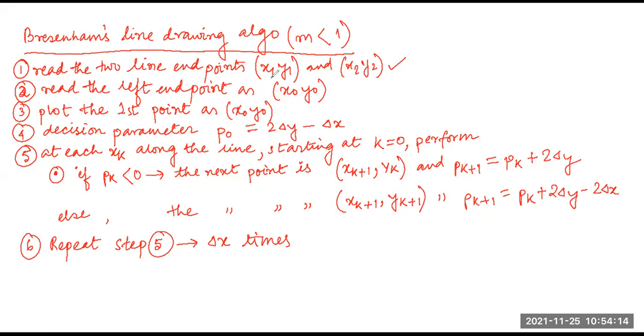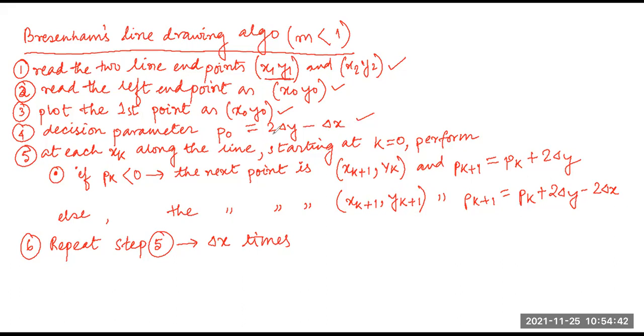So this left endpoint I read as x0, y0, so that I can start my line drawing from the first point. So my first point becomes x0, y0. This is the clarification up to step 3. Step 4, we do what? We take a decision parameter value. We start with the first P0, and then step by step, I update the value of P.